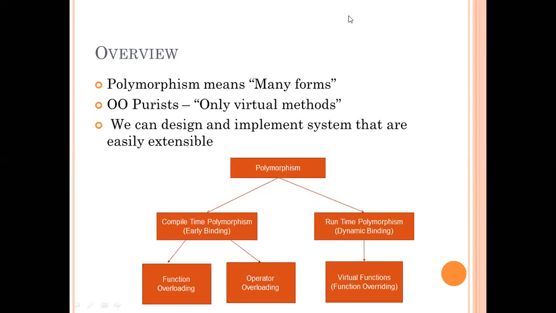Now what is expected when you deal with polymorphism? Polymorphism means many forms, which are required either at runtime or at compile time. In that we have function overloading as a part of compile time binding, or early binding, and virtual functions and pure virtual functions are a part of runtime polymorphism. We have discussed in detail virtual functions and pure virtual functions, and function overloading was probably done in the first unit. So we are going to mainly concentrate on operator overloading.